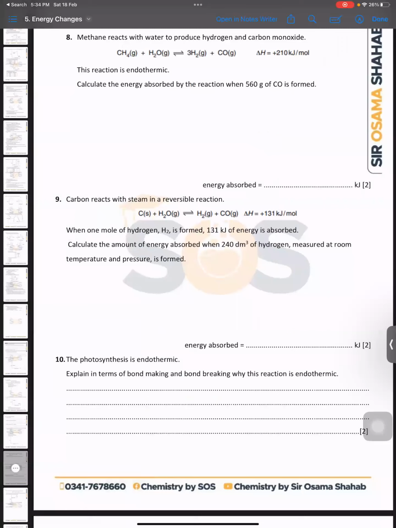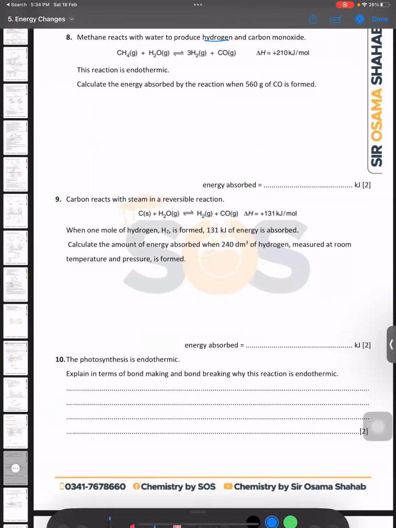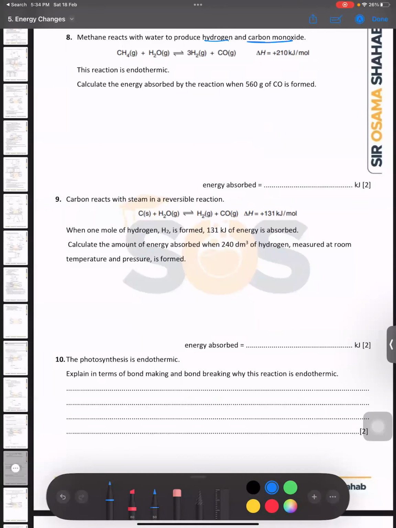Just look at over here. For suppose they are saying methane reacts with water to produce hydrogen and carbon monoxide, right? And they are showing you that this reaction is actually absorbing 210 kilojoules per mole of energy, right? They are saying calculate the energy absorbed by the reaction when 560 grams of carbon monoxide is formed. When 1 mole of carbon monoxide is produced, they are saying that you will have 210 energy absorbed, right? And then they are saying that if you have 560 grams of carbon monoxide, so what happens?